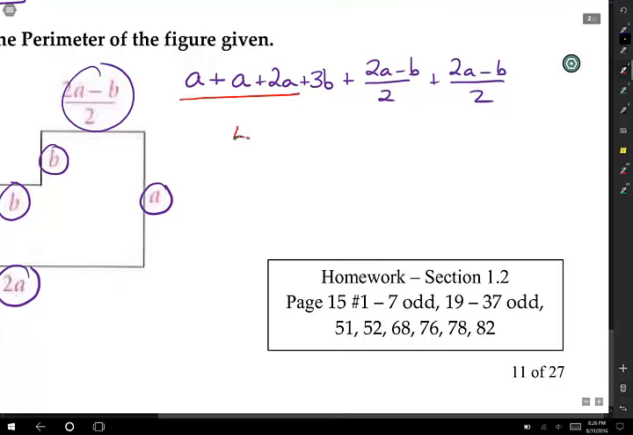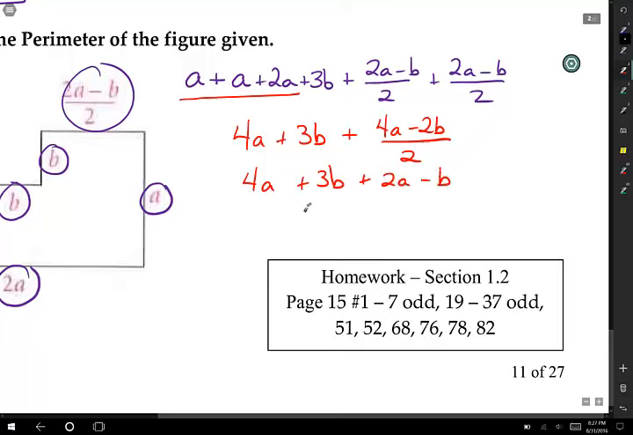In front we have 4a plus 3b, plus a common denominator gives us 4a minus 2b over 2. Let's simplify by dividing each by 2. That's 2a minus b, giving us a final answer of 6a plus 2b. And that would be our perimeter.